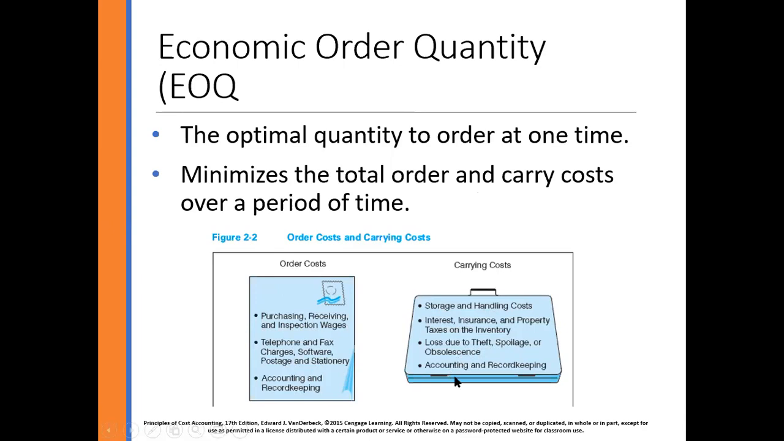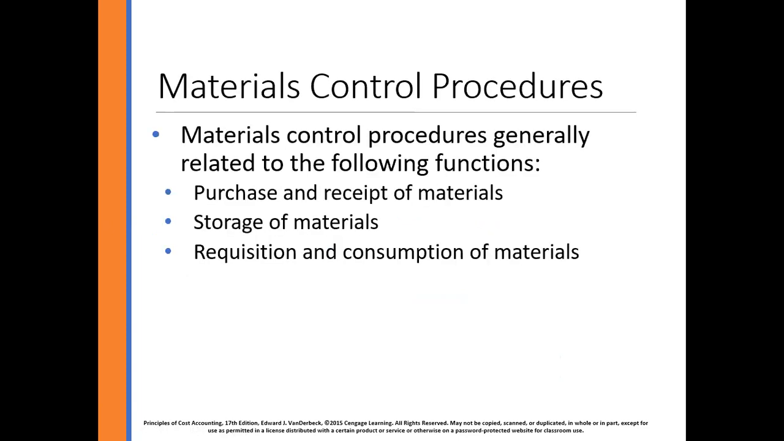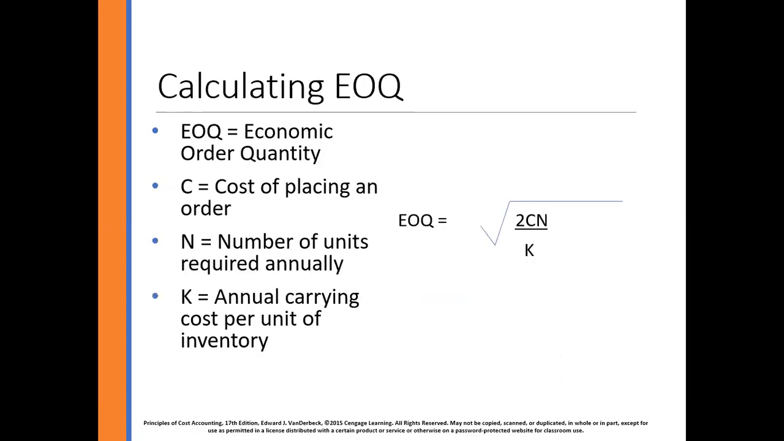So again, the economic order quantity helps us bring that information together to determine the optimal quantity to order at one time, taking into account, of course, any trade discounts or order discounts and things like that that we get as well. All right, so here is the formula for the economic order quantity.